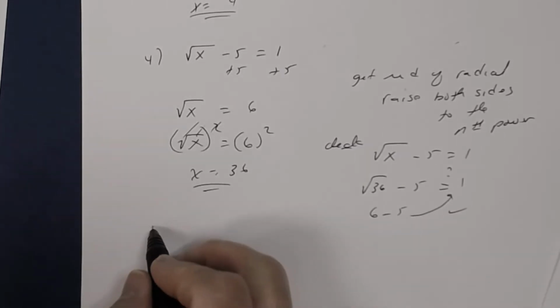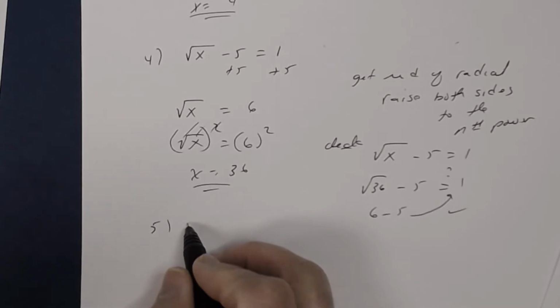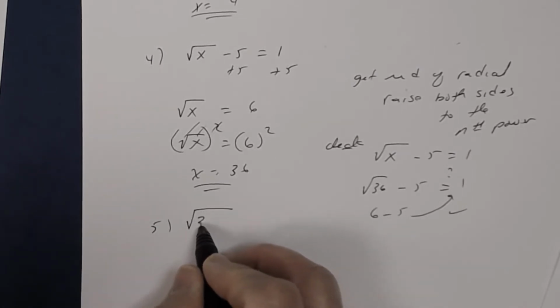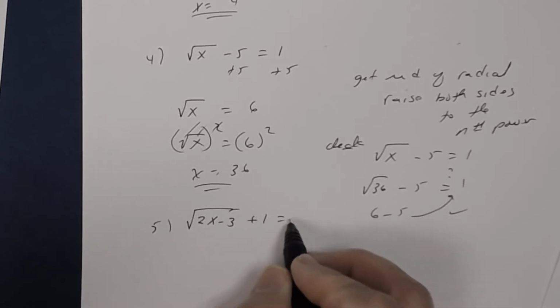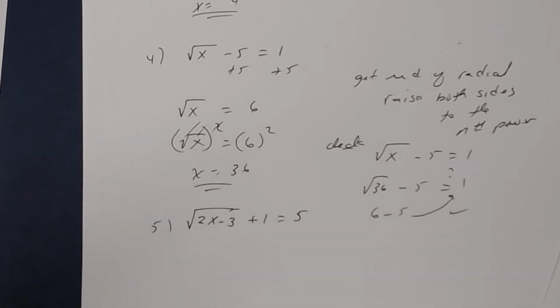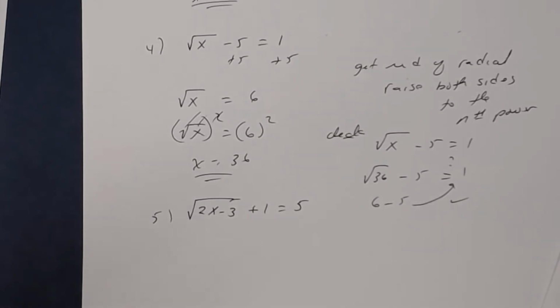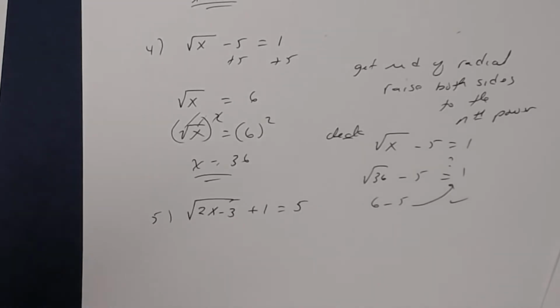Okay? Number 5. Suppose I had the square root of 2x minus 3, plus 1, is equal to 5. All right, I want to solve this radical equation. You've got to notice that's a radical equation. In fact, it's a square root. And so for us, we'll be focusing on square root equations. What is the first step to solving a radical equation?